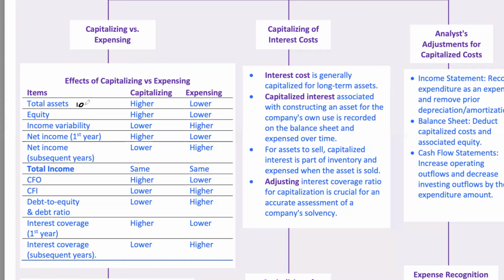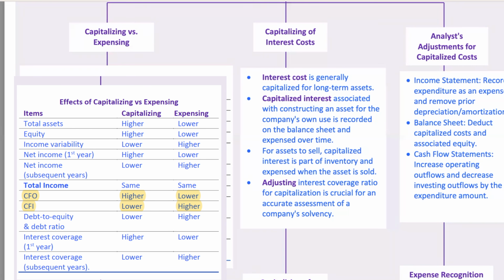For example, if a company spends $100,000 on new machinery, it doesn't expense the entire $100,000 immediately. Instead, it capitalizes the amount, showing it as an asset and depreciating it over the machine's useful life. In the period the expenditure is capitalized, this will result in higher assets on the balance sheet, lower operating cash flow, and higher investing cash flow.